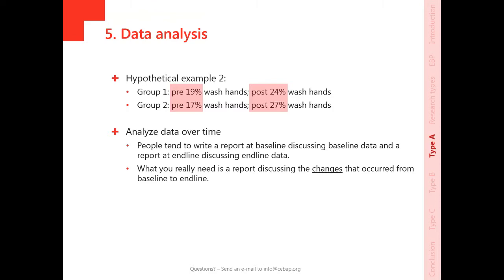However, if you look at the entire picture, if you look at the changes, then you see that group 1 has only improved 5%, while group number 2 has improved 10%. So by including the changes, by looking at the entire picture, you might conclude that the intervention in group number 2 is more effective. And this is a very important conclusion, because then in the upcoming projects you have going on, you could invest only in intervention number 2 and no longer in intervention number 1.